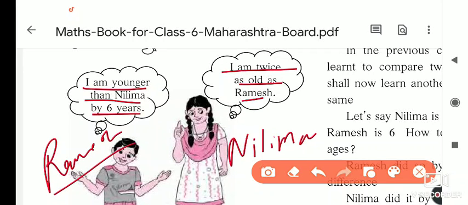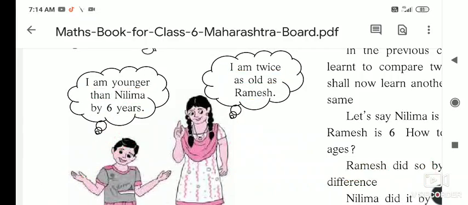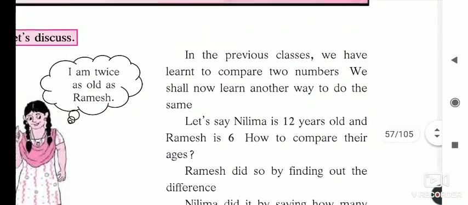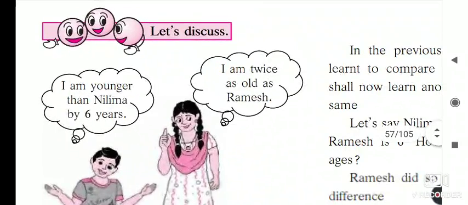Whatever age Ramesh is, Nilima's age is double. But Ramesh said that I am younger than Nilima by 6 years. So that is the discussion between these brother and sister. In the previous classes, we will see what is given here, then we will discuss. So from this, what are we understanding here?